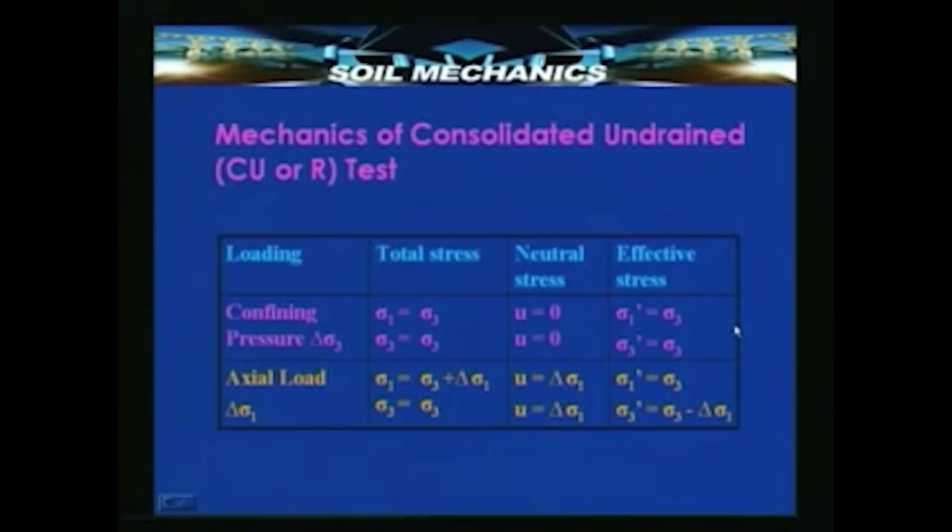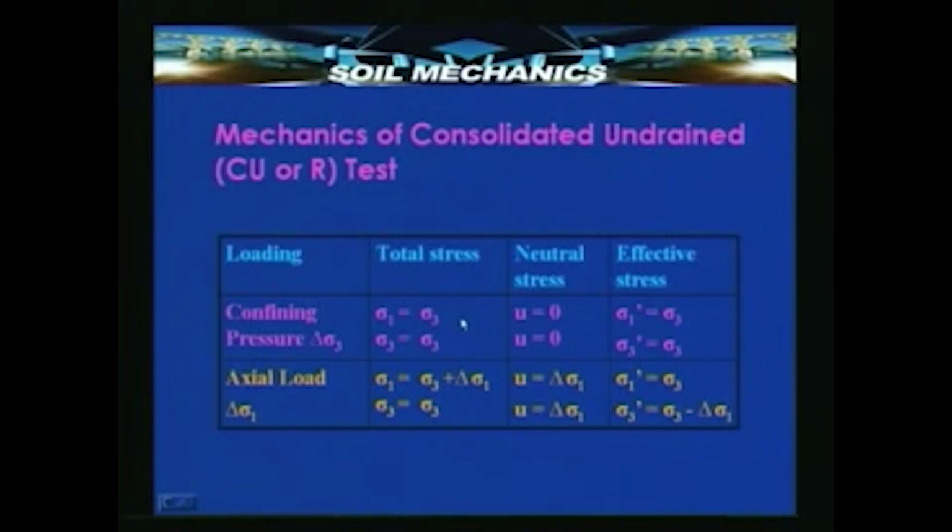This table is now important. Mechanics of the consolidated undrained test. Like the consolidated drained test, we have here a column for loading, then 3 columns for total, neutral and effective stresses. The loading, first stage is that of application of delta sigma 3, second stage is the application of delta sigma 1. Since we are actually applying a finite value of lateral pressure sigma 3, this so-called applied increment in loading can be considered to be nothing but sigma 3.